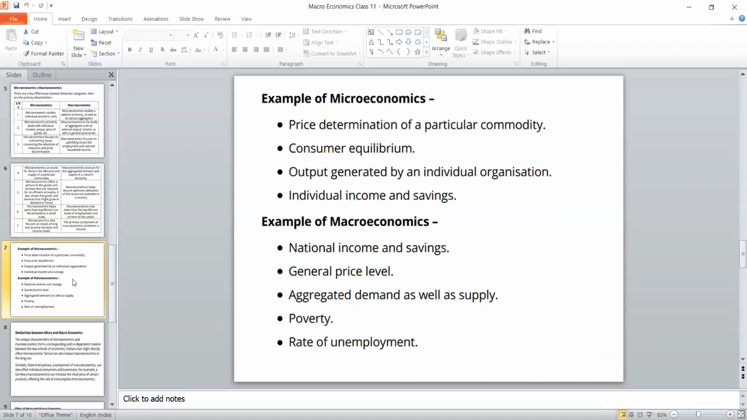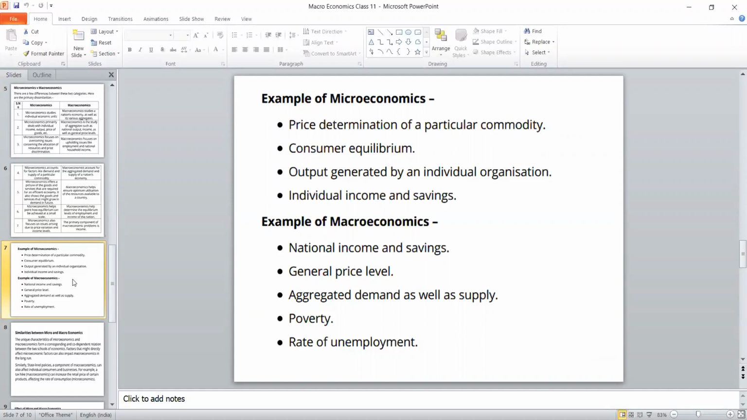Similarly, what is the output generated in an individual organization, it is micro in nature, it is not macro. Suppose what is the output generated in a particular industry, say the sugar industry or electronic industry, then it is not micro, it is macro. Whenever we talk about individual income, out of which the marginal propensity to save or marginal propensity to consume, all these things come under microeconomics. So whenever we have a sentence, we should know whether it is a micro concept or a macro concept. Some examples I have given in the sheet.